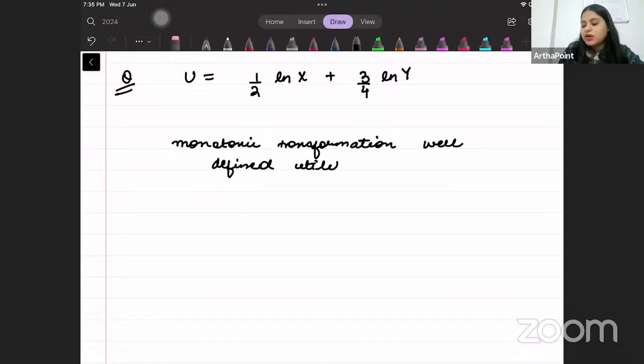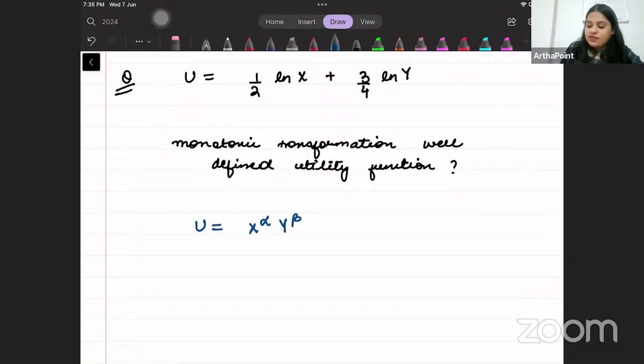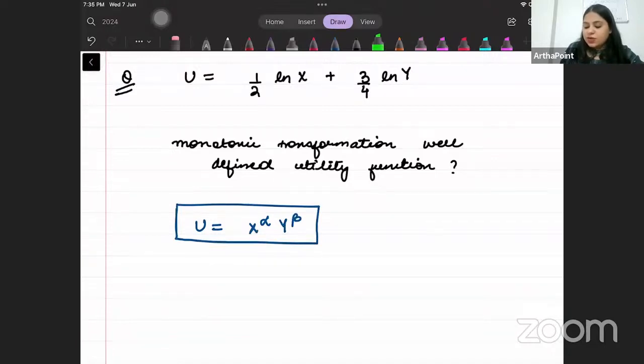Just to give you a hint, a well-defined utility function should be of this format: U is equal to X to the power alpha, Y to the power beta. Whenever we see this, it is a well-defined utility function. I'll talk about this in a little while, but just to think about monotonic transformation, can we ask ourselves if 1 and 2 represent the same thing or not?